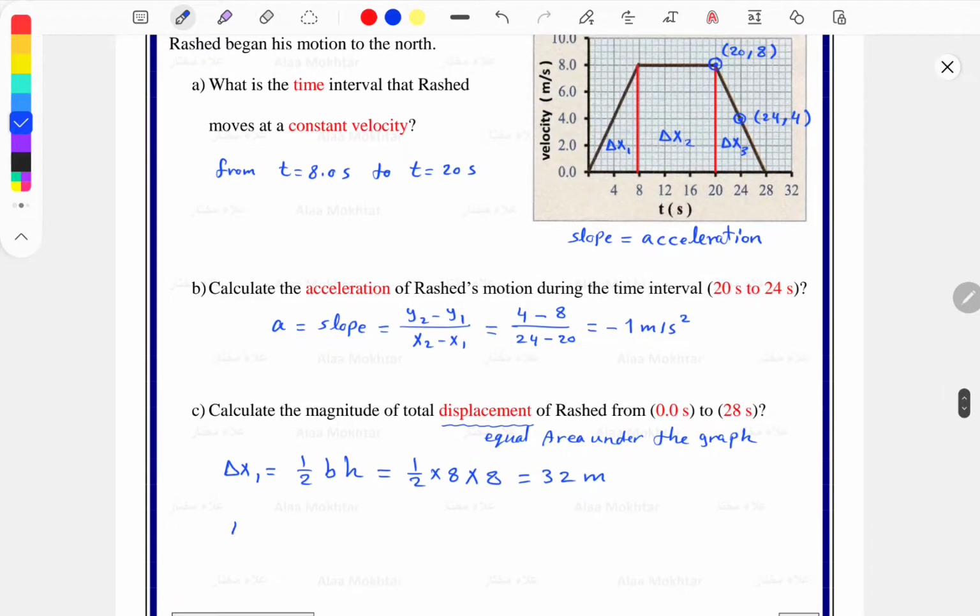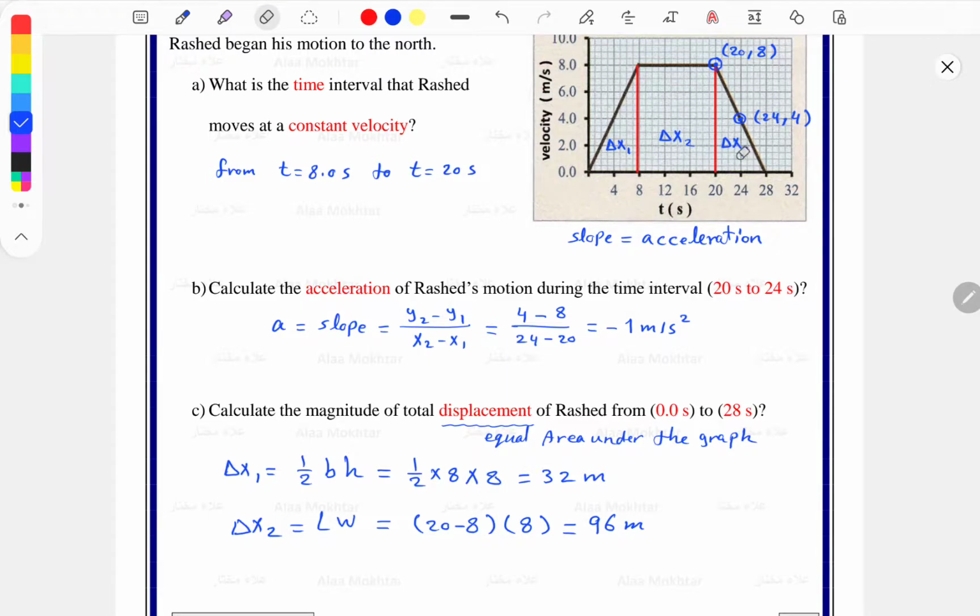It's a rectangle. Yes, delta x2 equals length times width. The length, from 8 to 20, means 20 minus 8, multiplied by the width, which is 8 also. It means 12 times 8, 96 meters.